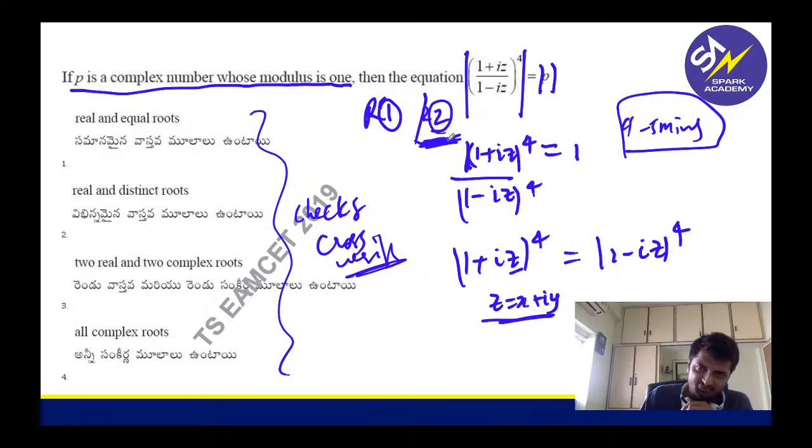Yeah, rationalizing is one way, but why rationalize? Because he said modulus as 1. Basically, you have to take the modulus concept. That is what they want you to do.